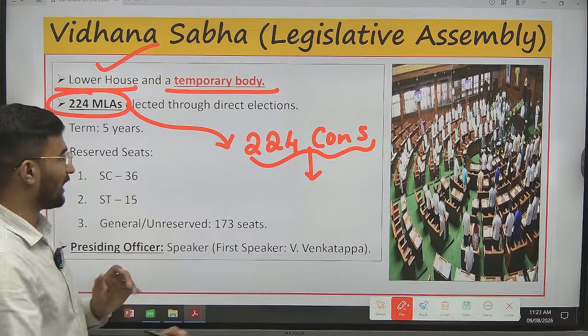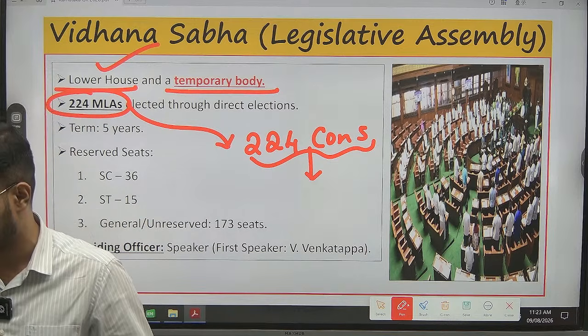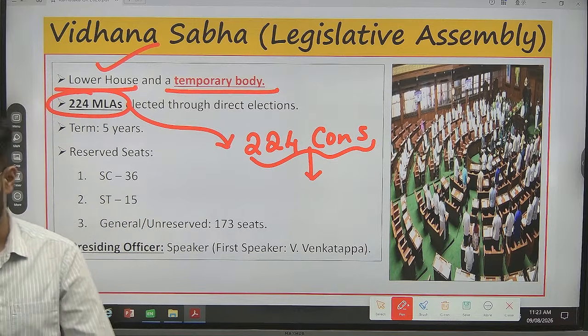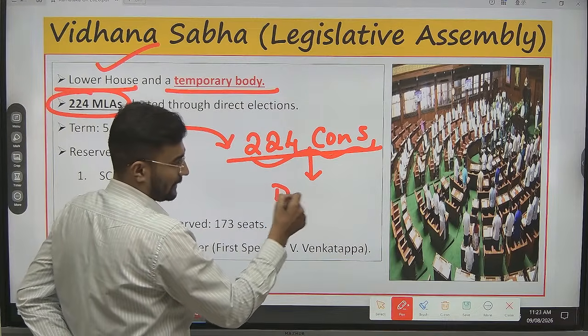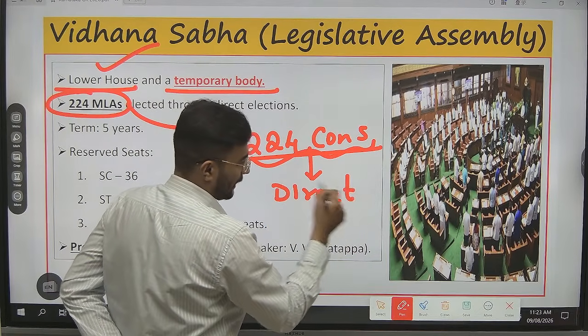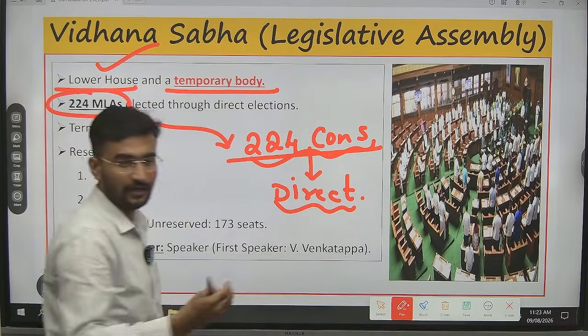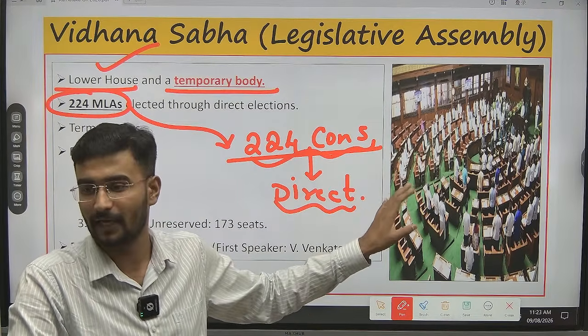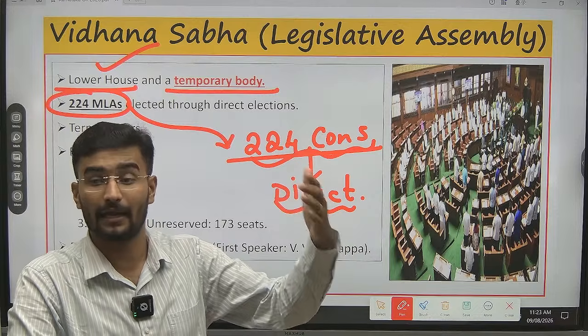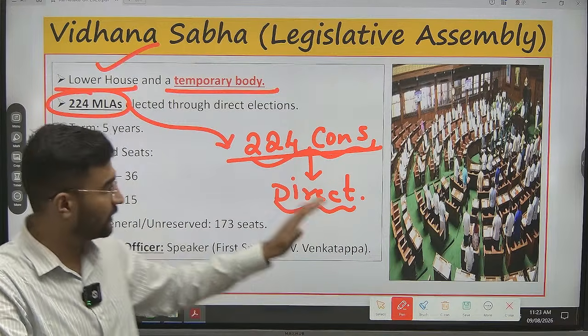They are elected via online. Exactly, yes, online, yes. Rachna, Pradeep, yes. Now with respect to 224 constituencies, they are elected in what manner? Direct manner, direct elections. We call them directly elected representatives. This you should be aware.